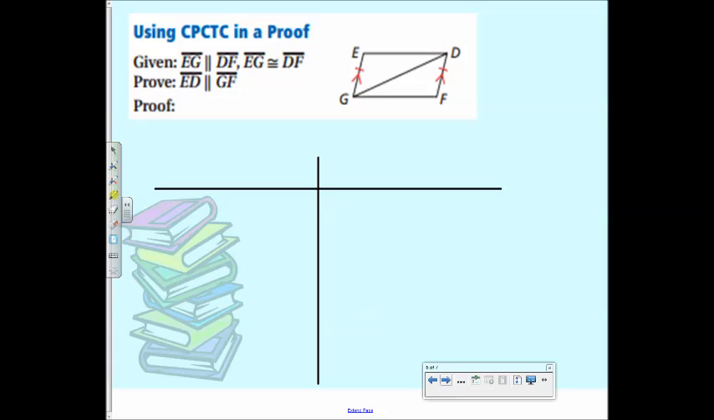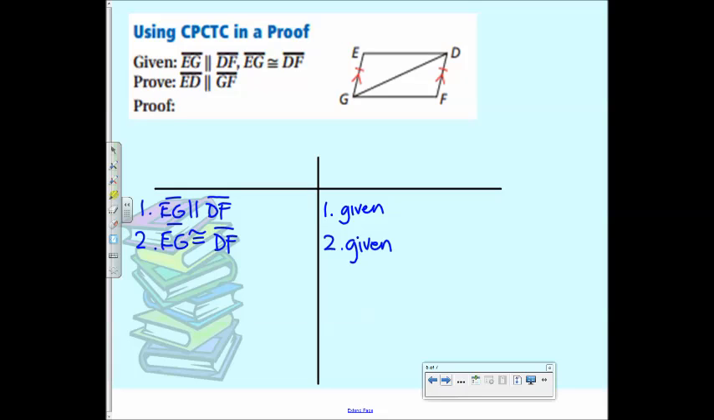So what are our givens? EG is parallel to DF. And what do I want to prove? ED is parallel to GF. Okay, good. So I know that these two sides are congruent. What else do I know? I also know that DF and EG are parallel. So I'm probably going to use what, Rebecca? I'm probably going to use interior angles to find that they are congruent.